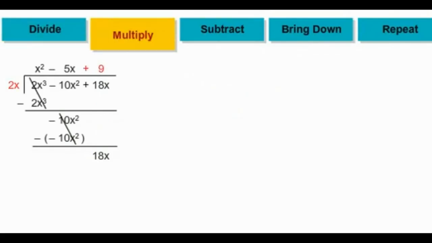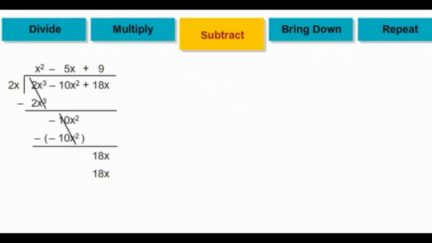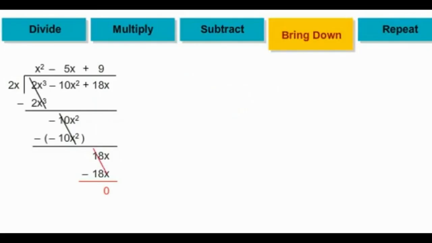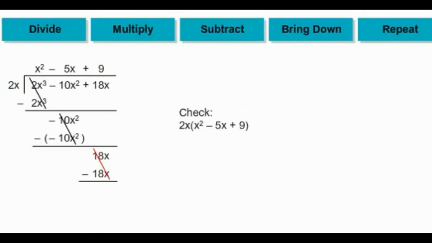9 times 2x is 18x. 18x minus 18x is 0x. There are no more terms to bring down. Therefore, the quotient has been found. The answer is x squared minus 5x plus 9. Check your work by multiplying the quotient by the divisor. This product is the same as the dividend, so the quotient x squared minus 5x plus 9 is accurate.